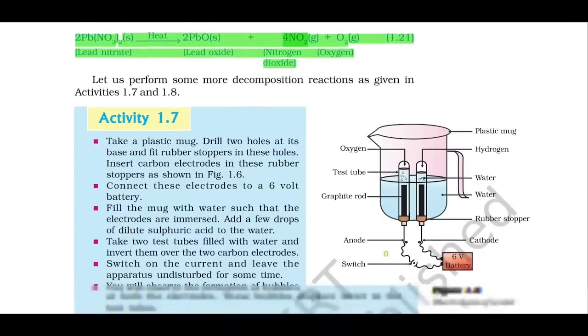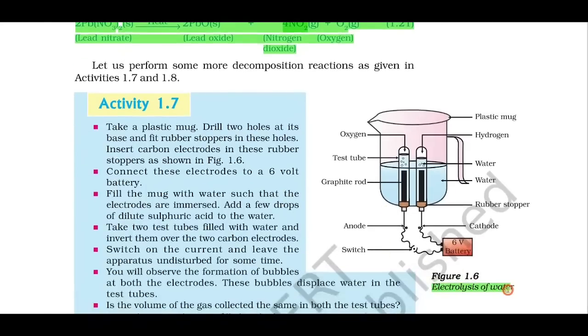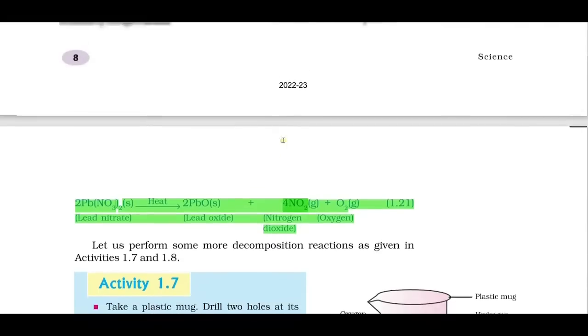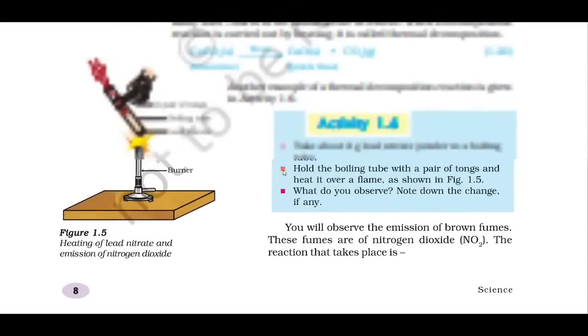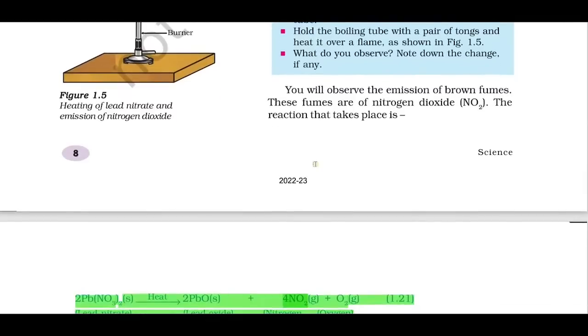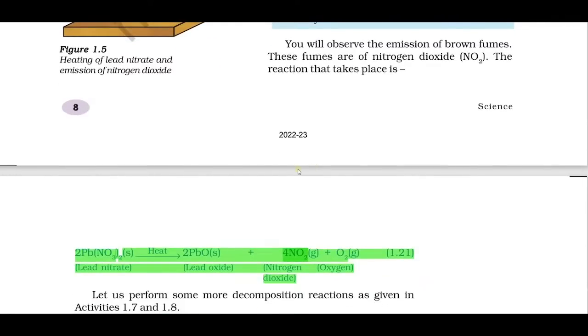And a very important diagram, electrolysis of water. Again I am repeating this question. Name the brown fumes produced on heating lead nitrate. What is the gas called? Nitrogen dioxide.